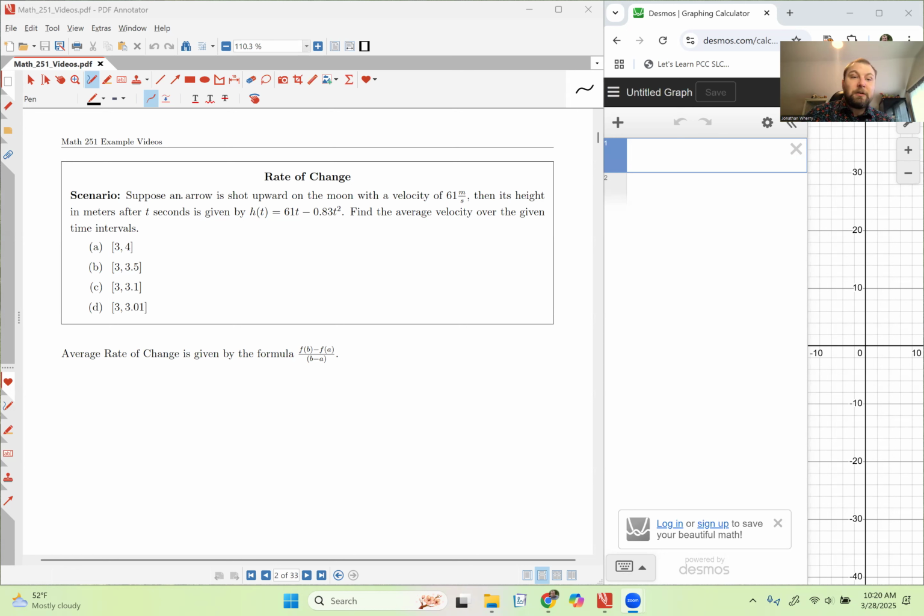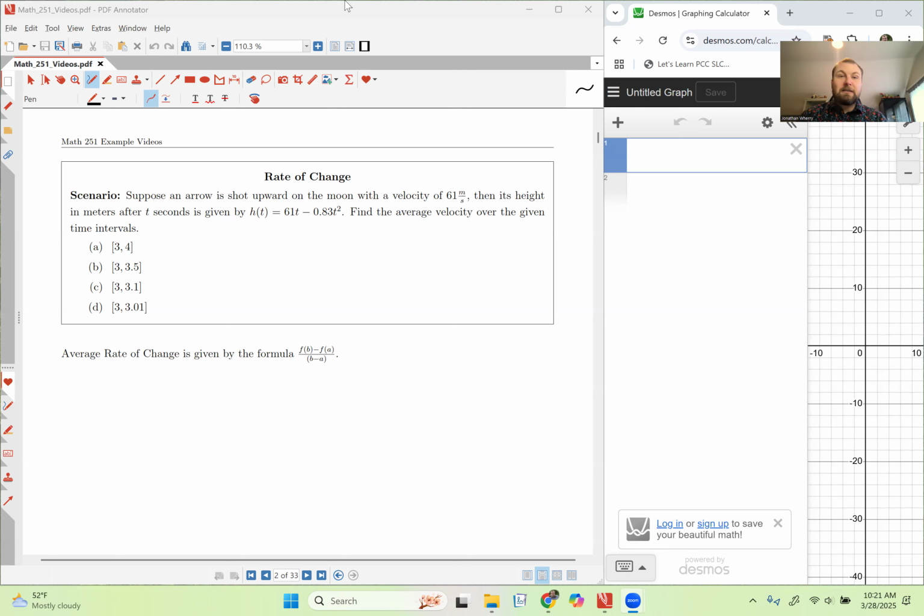So this says, suppose an arrow is shot upward on the moon. We've all been in that situation where we're shooting arrows on the moon with a velocity of 61 meters per second. Its height after t seconds is given by the equation 61t minus 0.83t squared. That 0.83 is actually kind of an interesting number. We'll see that at a later date. Find the average velocity over the given time intervals.